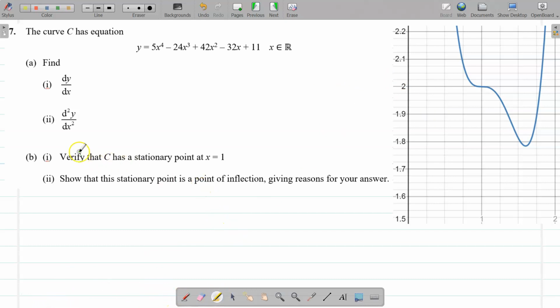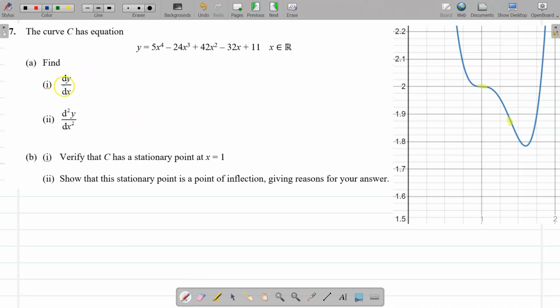So we're talking about a stationary point at x equals 1. I've just magnified part of the graph here. There's x equals 1. And I've also got to show that that's a point of inflection as well. Well, it is, and you can see that from the graph, but you can also see that there's another point of inflection probably around here where it changes from concave to convex, but we're not being asked about that one.